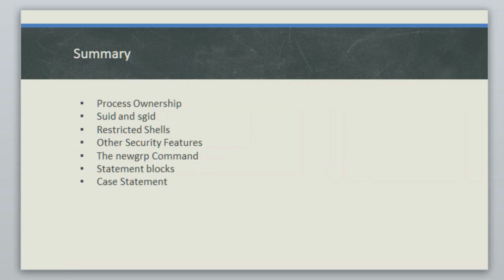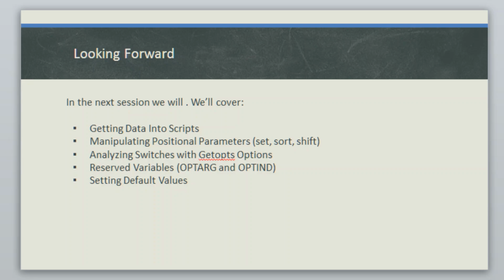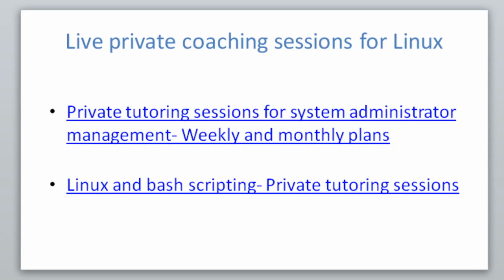So in summary, guys, this session was a quick one, just a little bit of an overview. We talked about process ownership, set user ID and set group ID, restricted shells, other security features, the newgrp command, statement blocks, and case statements. Looking forward, in the next session we're going to cover getting data into scripts, manipulating positional parameters, set, sort, shift, analyzing switches with getopts options, reserved variables such as OPTARG and OPTIND, and setting default values.